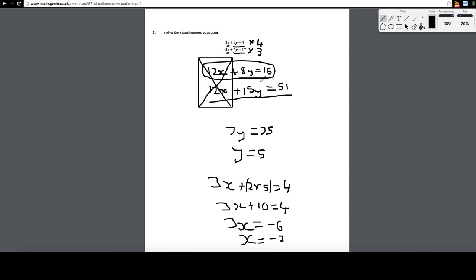take away the circled one from the underlined one, because the underlined one's the biggest one. Biggest equation, 7y equals 35, y equals 5 if we divide by 7. So we're back into this one up here, number 1. 3x plus 2 times 5 equals 4, so 3x plus 10 equals 4, minus 10, 3x equals minus 6, x equals minus 2 as we divide by 3.